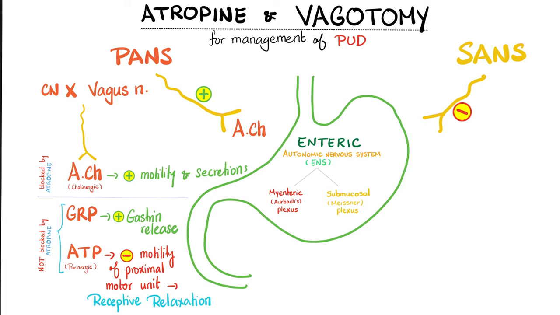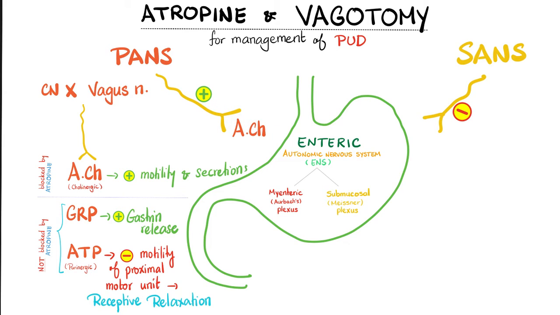Hey Medicosis, can I use atropine to manage peptic ulcer disease? Let's think about that. What is atropine? It's a muscarinic receptor antagonist. And the muscarinic receptor is for whom? For acetylcholine. That is true. So in that sense, atropine is beneficial.